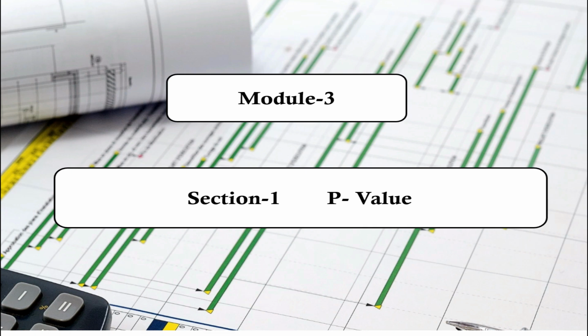Hello everyone. In the last module, you learned about different data types like discrete, continuous, nominal, and ordinal data types. In this module, you will learn about the p-value and how to calculate probabilities and normal distribution.